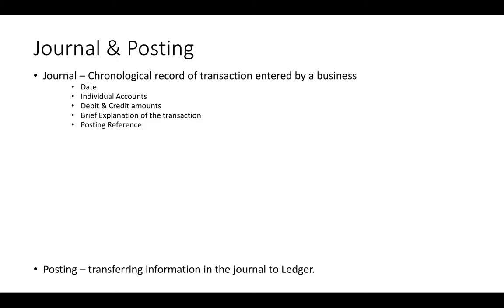Nice. Now journals. What is a journal? That is a chronological record of transactions entered by a business. You have done 7 journals so far, so this is nothing new to you. You already have done it. The only thing missing was values like the date, the reference number, and a brief explanation of the transaction.